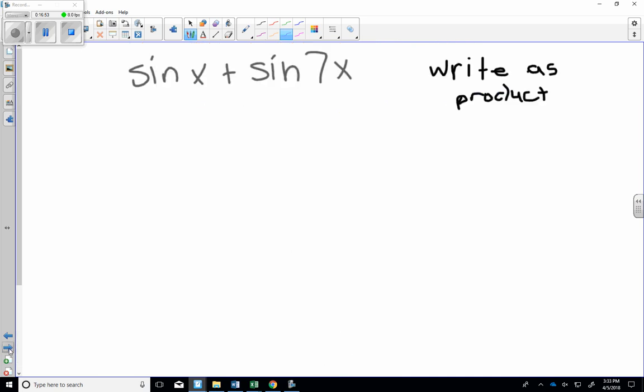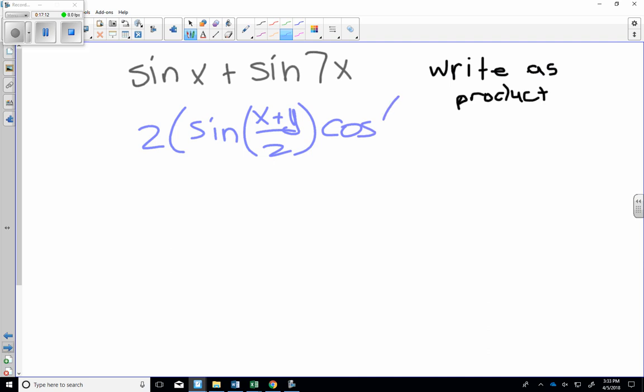And this one says write as a product. So now we want to take a sum to product identity. And we have sine of x and sine of y, so that is the first one, which is 2 sine of x plus y over 2 times cosine of x minus y over 2. And in this case, x is x and y is 7x. So this is x plus 7x and x minus 7x.